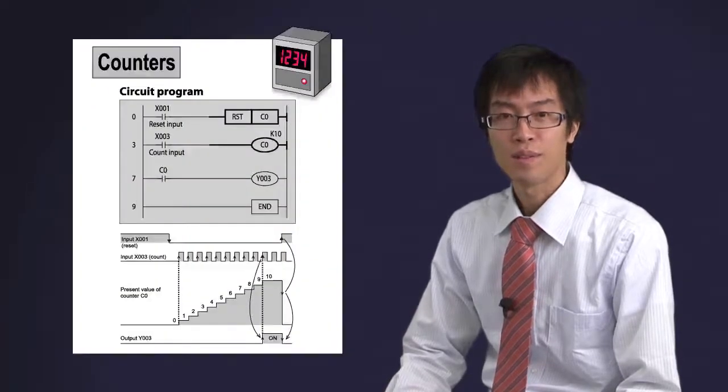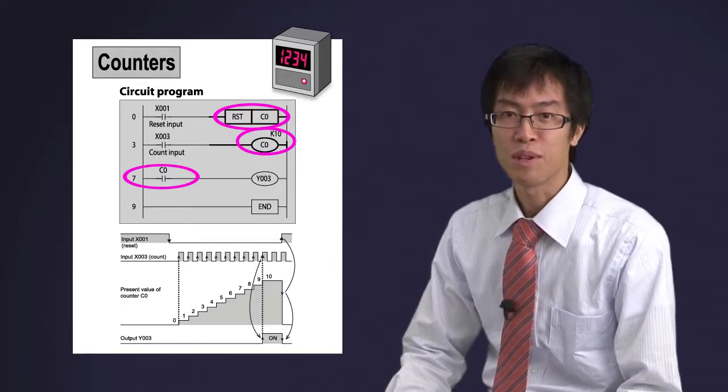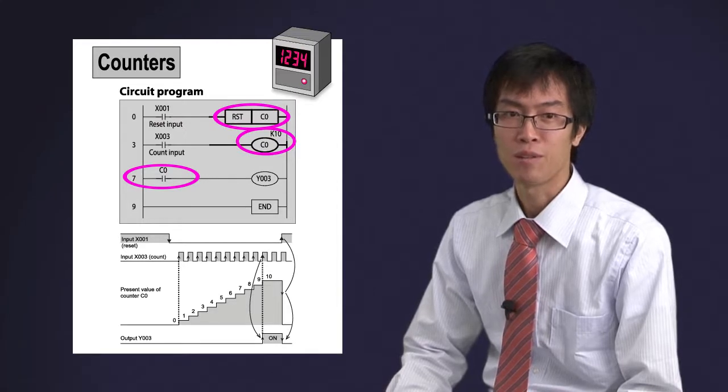Next is the counter. The counter is represented as C. A counter counts the number of times that the contact is driven. When the number in the counter reaches a preset number, the counter contact turns on.